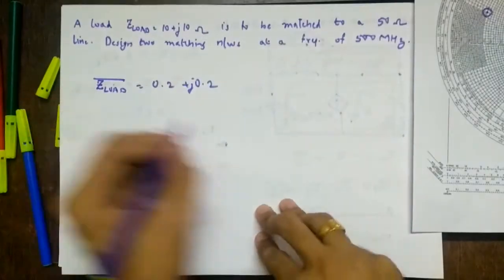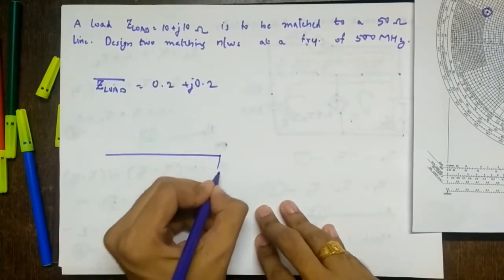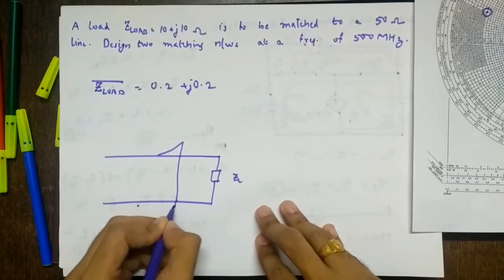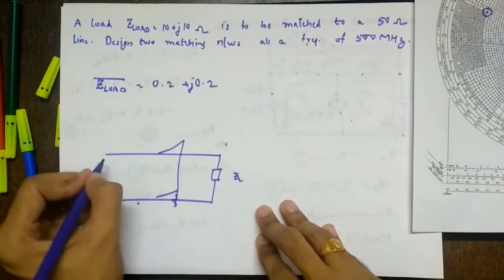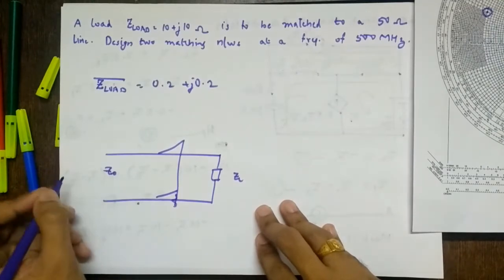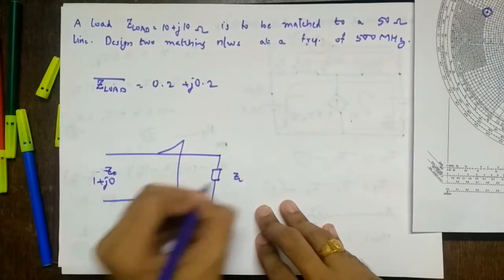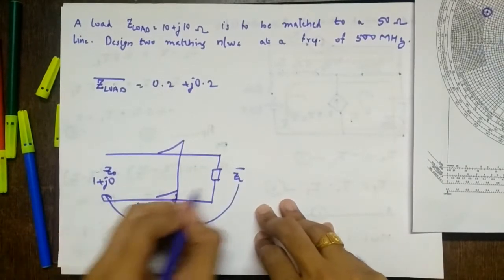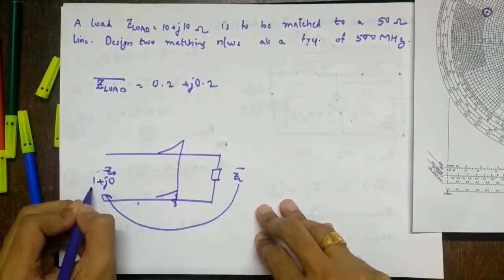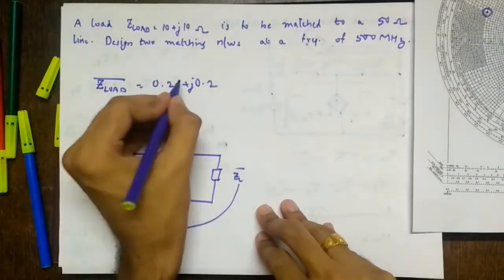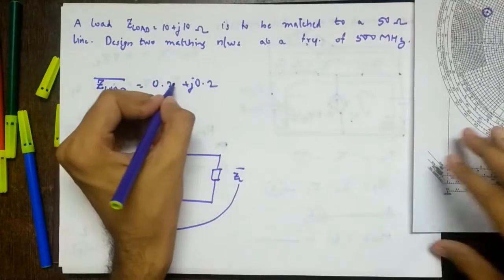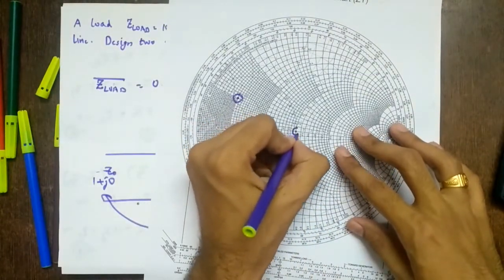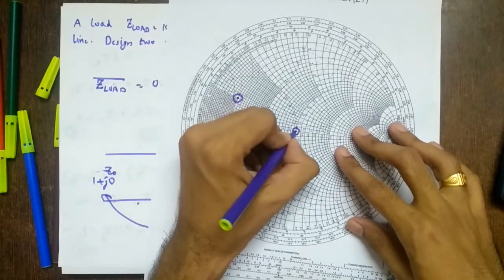If you observe, I'll give the example of single step matching. In single step matching, this was our load ZL, this was the step, right? So we are matching it to Z0. In normalized form, this was Z0 and this was ZL bar. So you are matching ZL bar to 1 plus J0. In the same way, we have to now match Z load bar with 1 plus J0. So where is the 1 plus J0 point? It is this point. So somehow we have to bring this point over here.